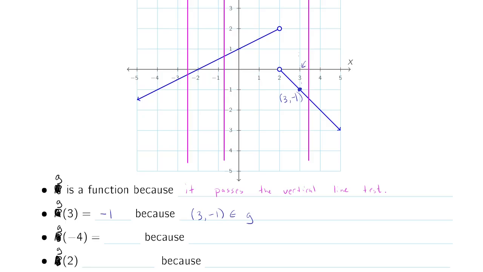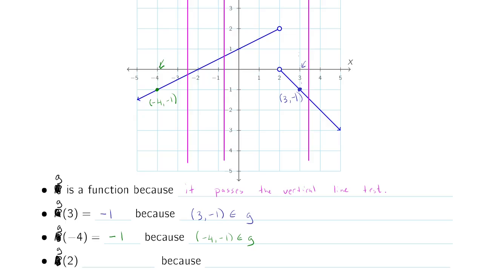When we want to find g of -4, again, we find the -4 on the x-axis. We find the unique point on the graph that's on that vertical line. And we see that this is the point (-4, -1). So that tells us that the point (-4, -1) is an element of g. In other words, g of -4 also happens to be -1 by coincidence.